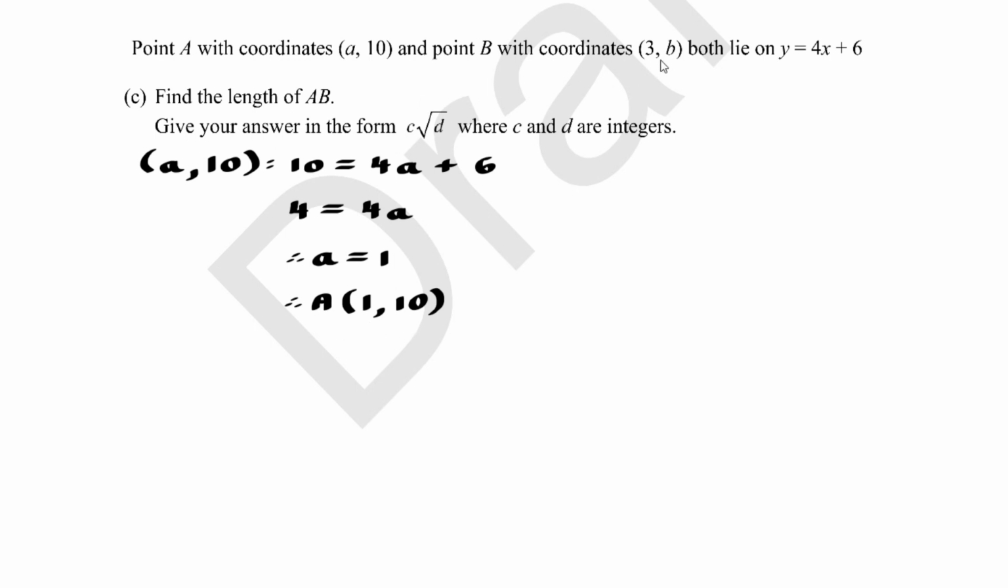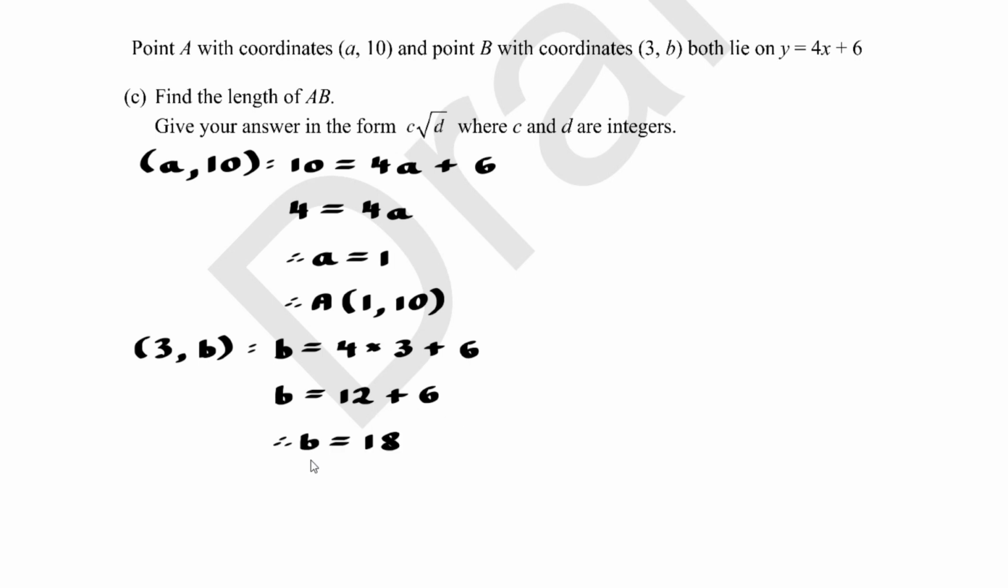Let's now think about the point B. Using the point B with coordinates (3, b) and substituting this point into the line y equals 4x plus 6, we have b equals 4 multiplied by 3 plus 6. So b is equal to 12 plus 6, which is 18. We can now conclude that the coordinates of B are (3, 18).